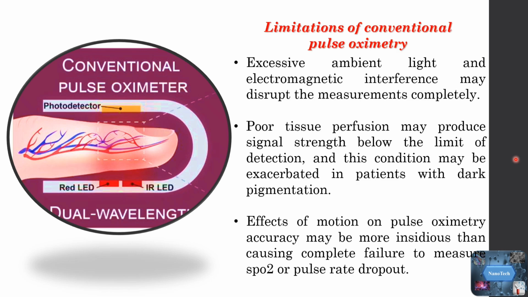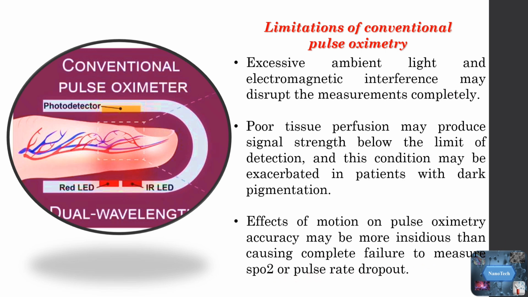Continuous and accurate measurement of SpO2 is difficult in the clinical environment. Excessive ambient light and electromagnetic interference may disrupt the measurements completely. Poor tissue perfusion may produce signal strength below the limit of detection, and this condition may be exacerbated in patients with dark pigmentation. The effects of motion on pulse oximetry accuracy may be more insidious than causing complete failure to measure SpO2 or pulse rate dropout.